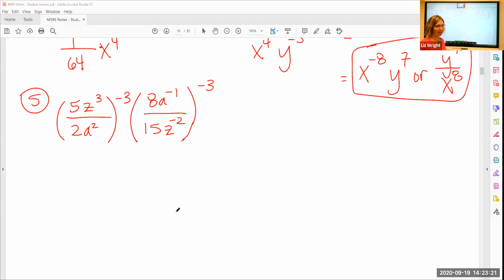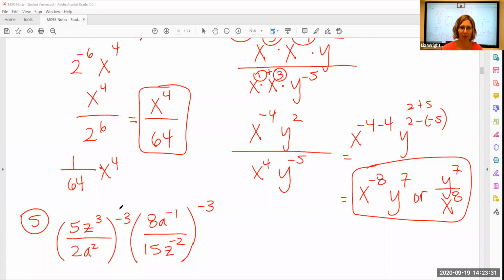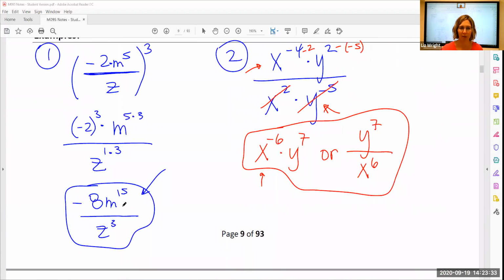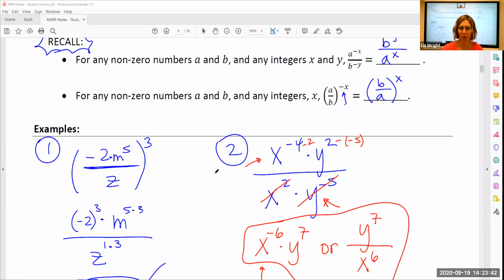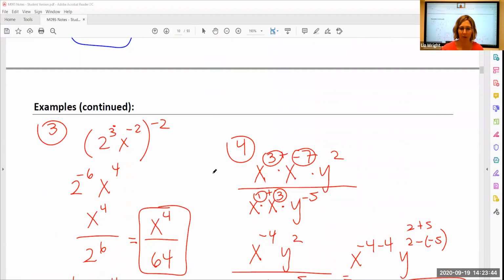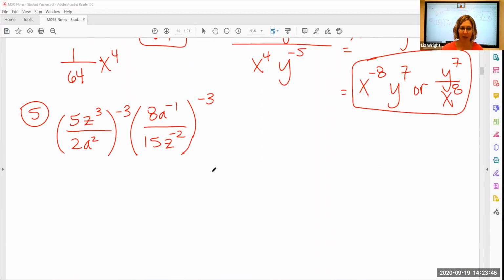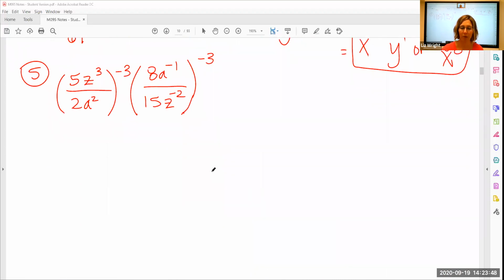So again, I would urge you to pause the video and see what you're going to get on this one. I would also give you a hint here that you're going to need to be using, where is it? Especially these right here. You're going to be needing to use those rules when you get ready to do this one. So again, I would pause the video and just see what you get.